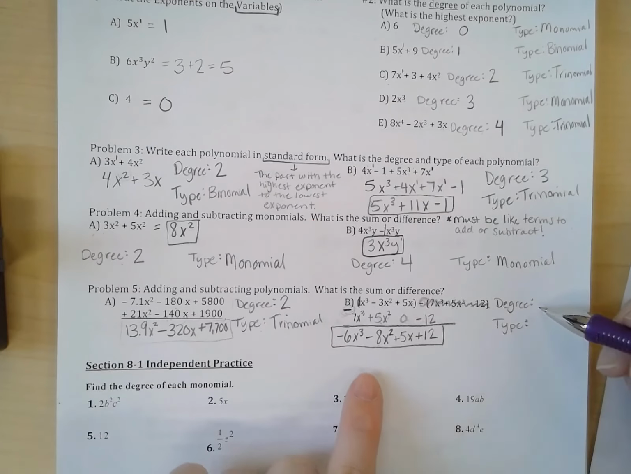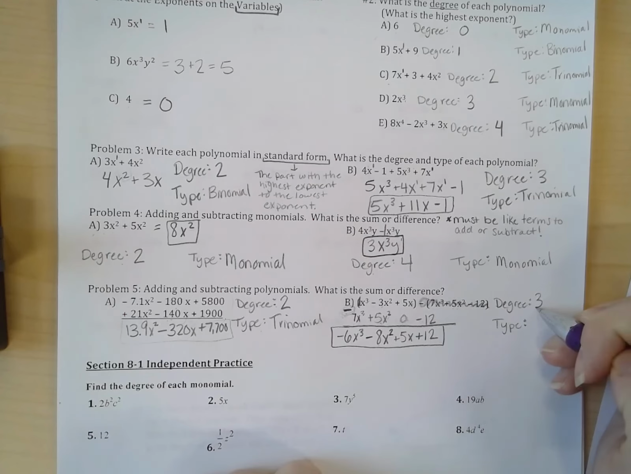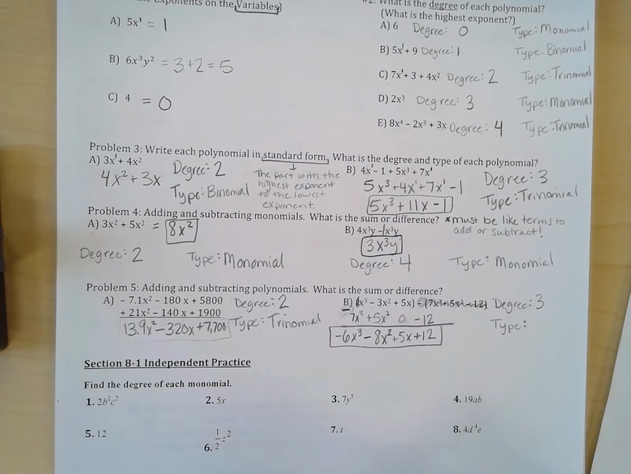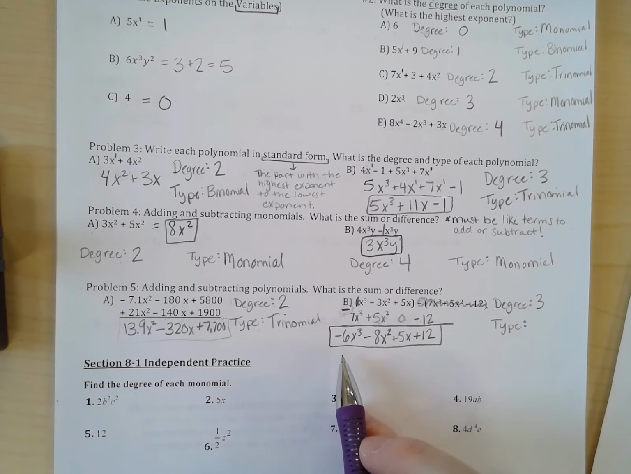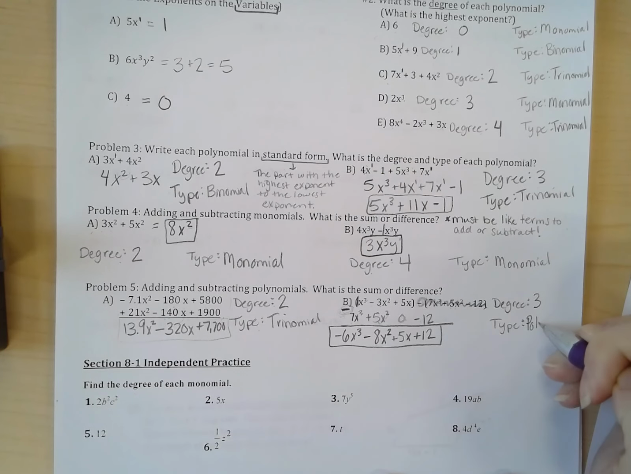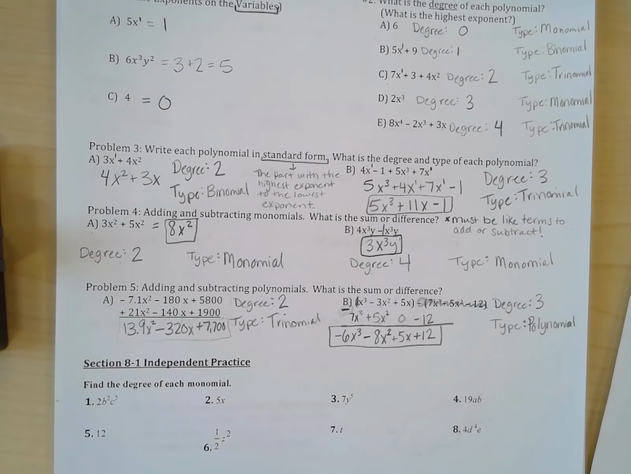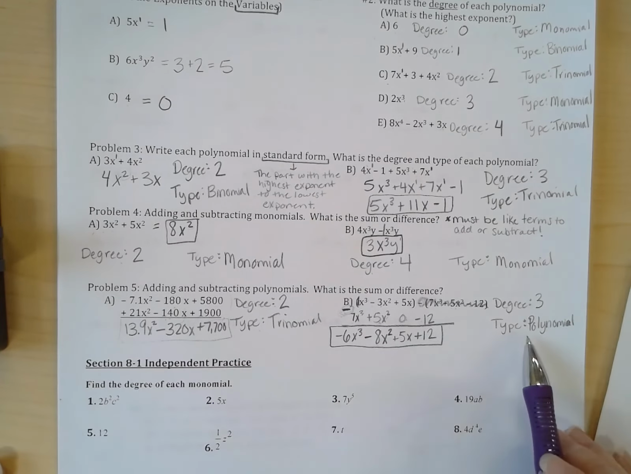Next we go to a degree. The degree here is the highest exponent, which is 3. The type, well, we've talked about monomials, binomials, and trinomials. Trinomial is the highest type that we've talked about, which has 3 parts. This has 1, 2, 3, 4 parts. So because we don't have a specific name for this type, we just call it a polynomial. Anything above 3 parts is what we're going to call a polynomial. So if it has 4, 5, 6, 7, 8 parts, it's just called a regular polynomial.